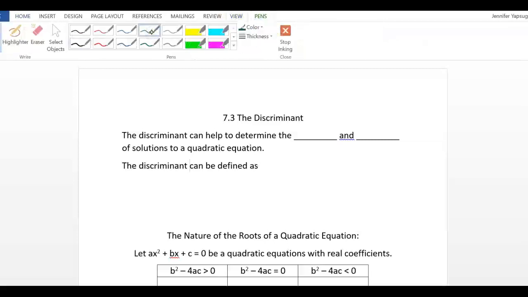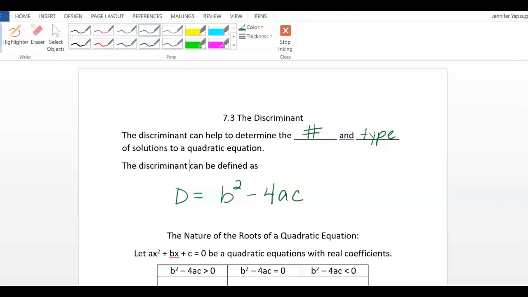The discriminant is something that can help to determine the number and type of solutions to a quadratic equation. The discriminant can be defined simply as what is found under the square root. So I'm just going to set it equal to d. And what we find under the square root of the quadratic formula, if you remember from the song, is b squared minus 4ac. So you're going to be substituting values into this formula for the discriminant, and then the number that you get is going to tell us a little bit more about our solution.